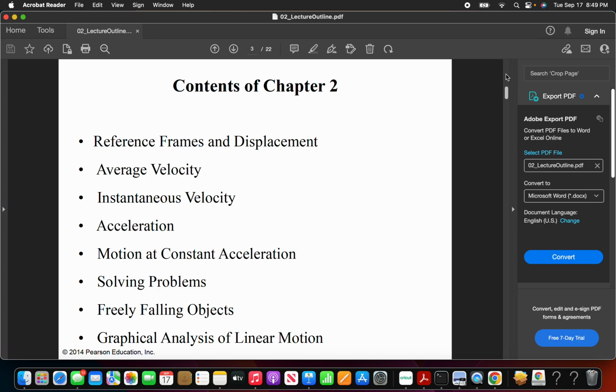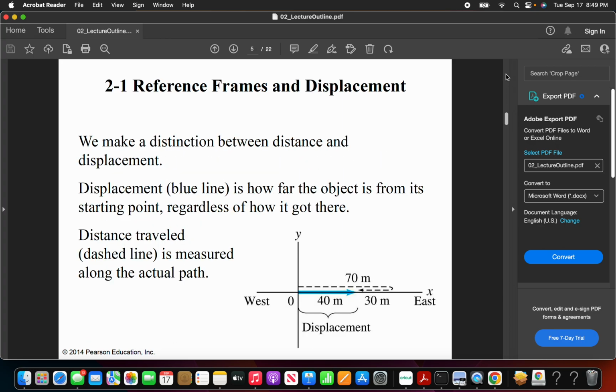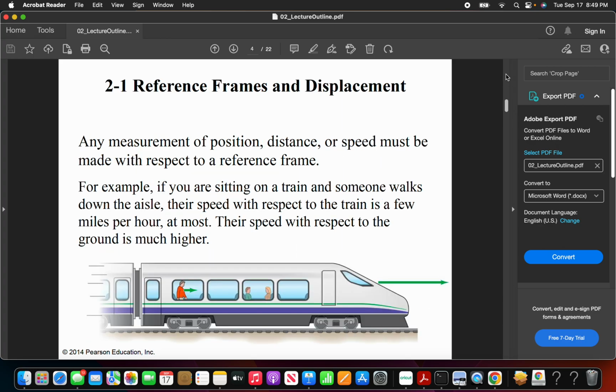Okay, and we'll solve some problems like we always do, and we'll go over some problem solving strategies. Okay, and we'll then move into free fall, and then we'll do some graphical analysis. All right, so reference frames. Any measurement of position, distance, or speed must be made with respect to a reference frame, right?